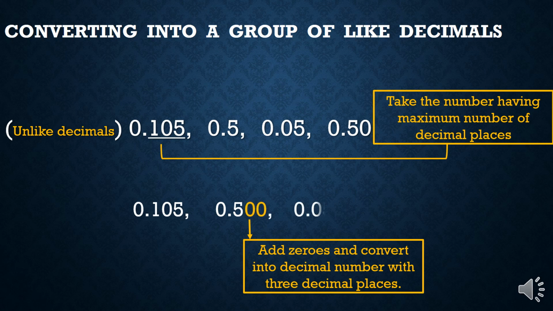That is 0.500. Now tell me, how many zeros will you add in 0.05? Yes, 1 zero. So add 1 zero and rewrite 0.05 as 0.050. Now tell me, how many zeros will you add in 0.50? Yes, 1 zero. So add 1 zero and rewrite 0.50 as 0.500. So the like decimals are 0.105, 0.500, 0.050 and 0.500.